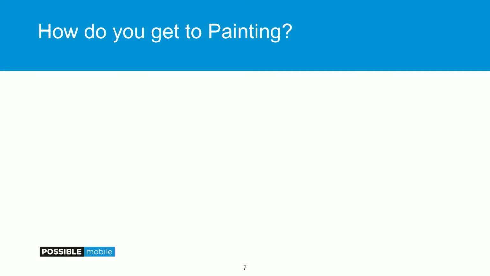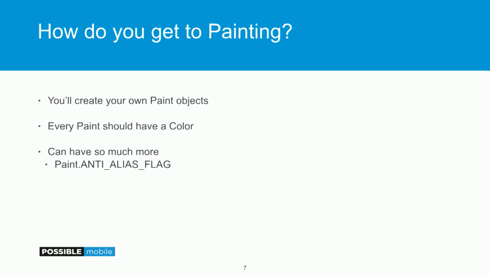So how do we get painting? Once you have your canvas, in order to dictate how everything will look, you'll need to create your own paint objects. Those will not be provided for you. So every single paint is going to end up having a color. That's basically everything is going to have that, or nothing will show up. But you can have a bunch more stuff.